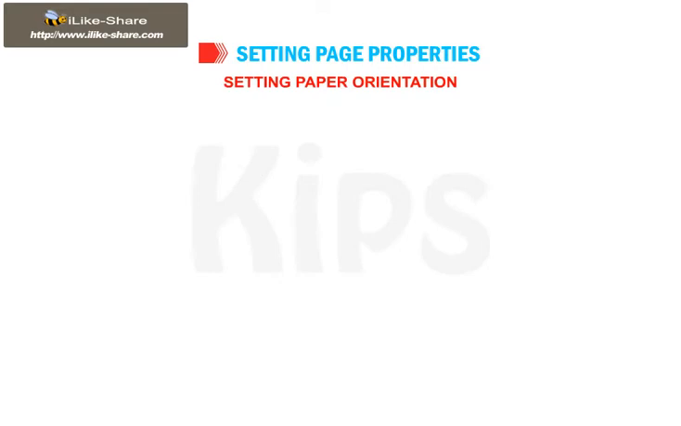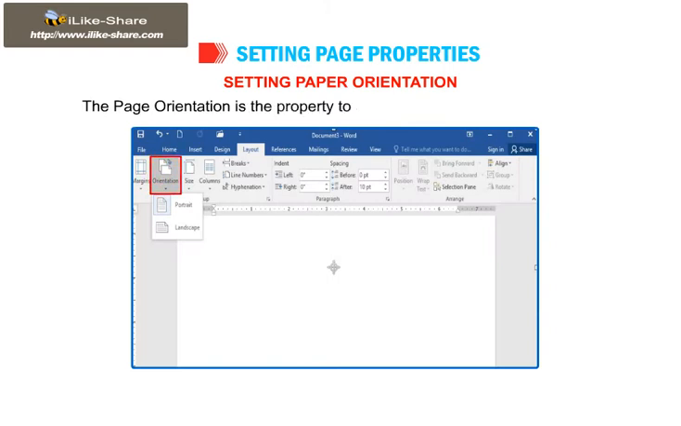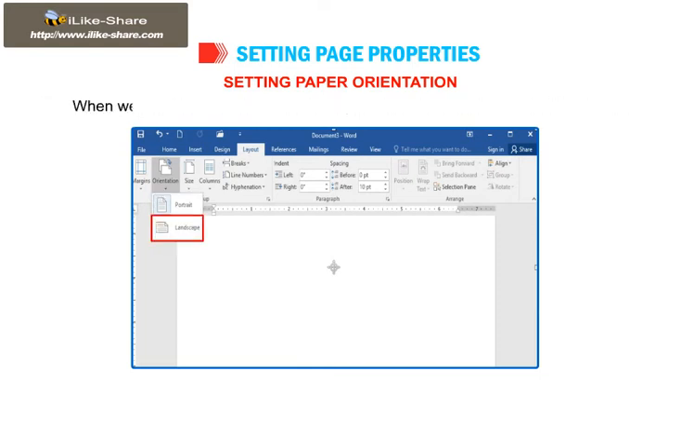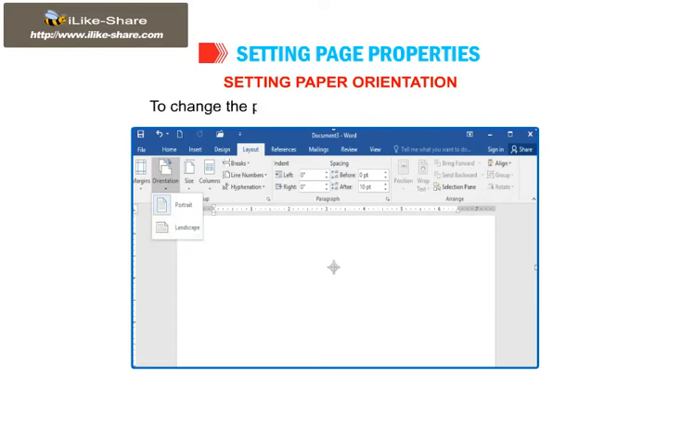Alright students, now we will talk about setting paper orientation. The page orientation is the property to set the printing direction of the text. The default orientation is portrait orientation, in which the document is printed lengthwise. When we choose landscape orientation, the document is printed widthwise.